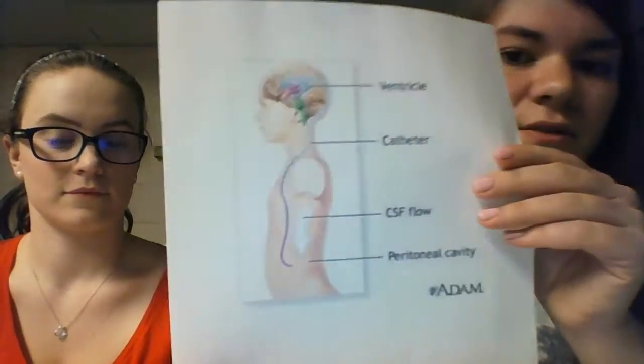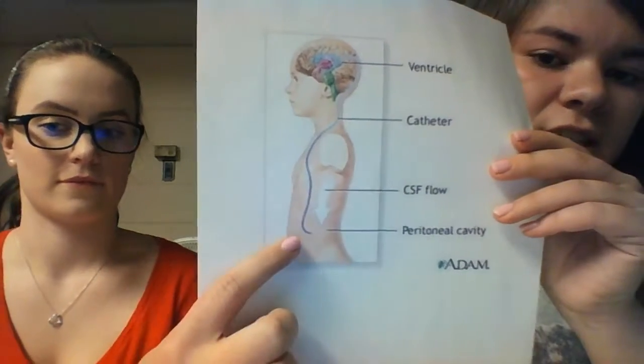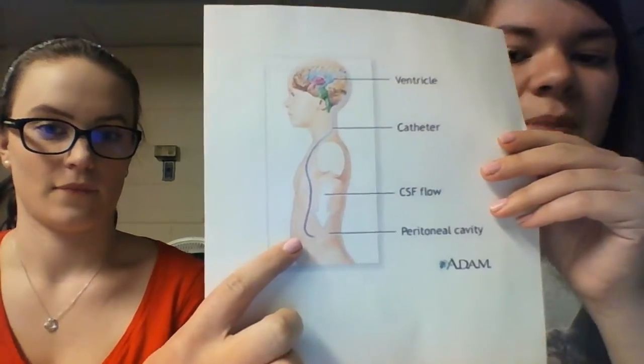So the VP shunt is going to redirect the CSF into the peritoneal cavity, whereas the VA shunt redirects CSF into the right atrium of the heart. And then here's a picture of what the shunt will do in the body. It'll redirect it here. So that's an example of the VP shunt.